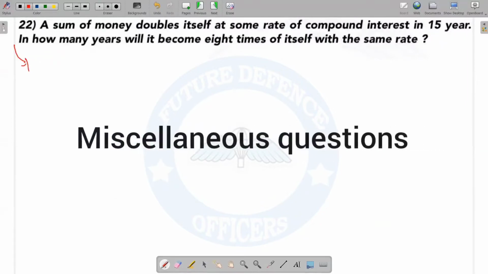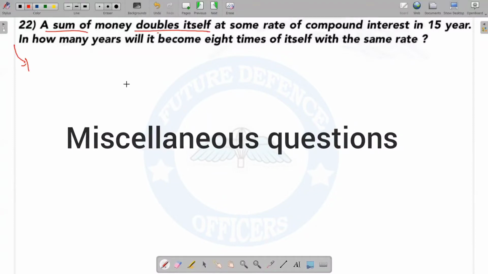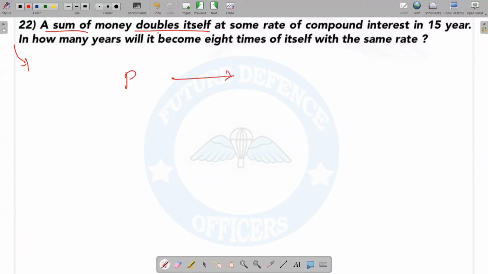A sum of money doubles itself. Let's take some money P, it became 2P.